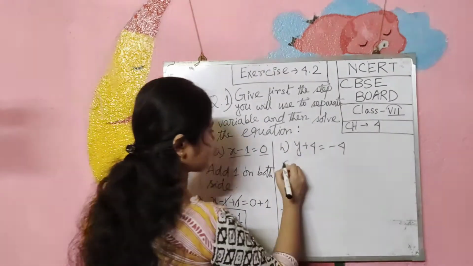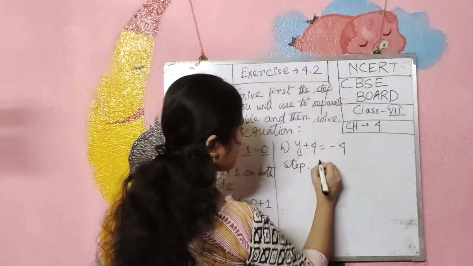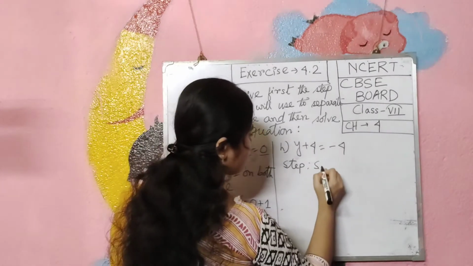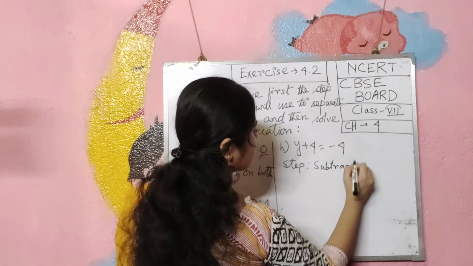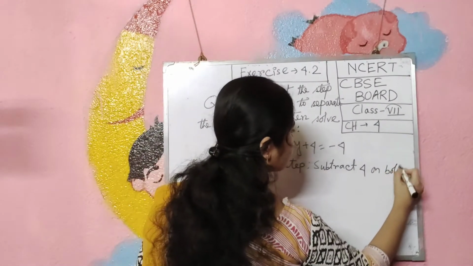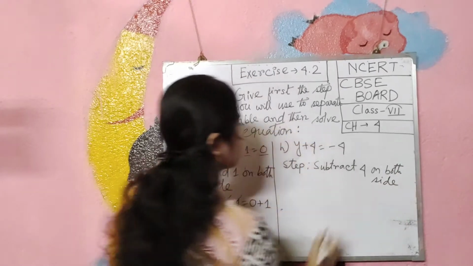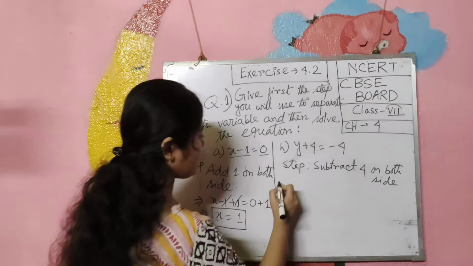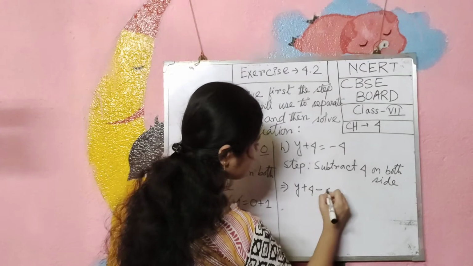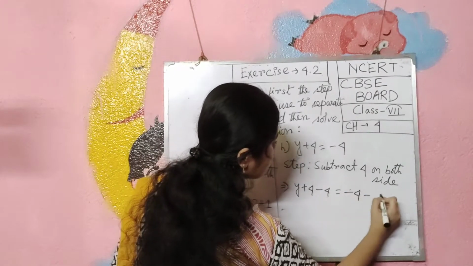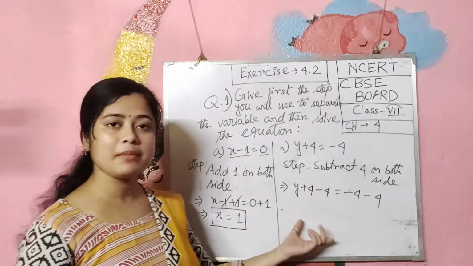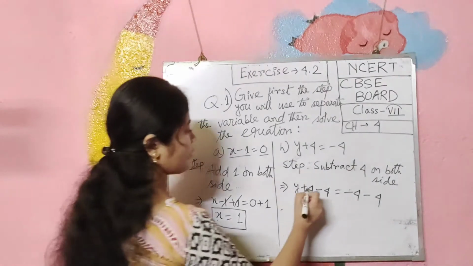So what is the step for this equation? Addition is there, so we have to do the subtraction: subtract 4 from both sides. Now y plus 4, subtract 4 on both sides. Here plus 4 and minus 4 are the same number with different signs, so they will vanish.